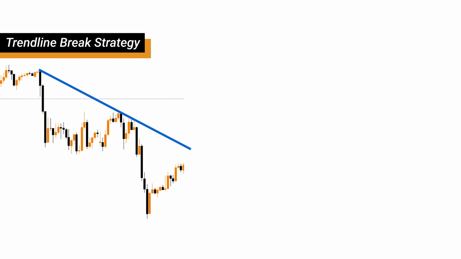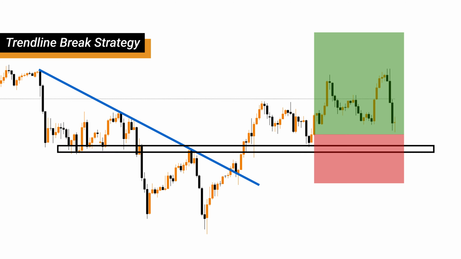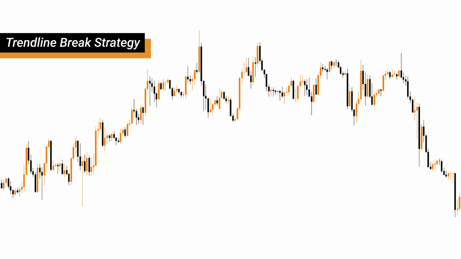Here's an example of a downtrend, and the price breaks above the trend line. This signals a possible reversal. You could enter a long position after price comes back to the support or trend line. Let's take a look at this example.